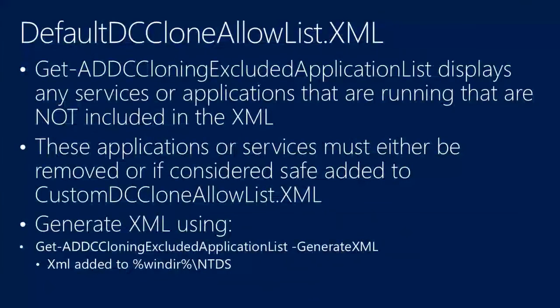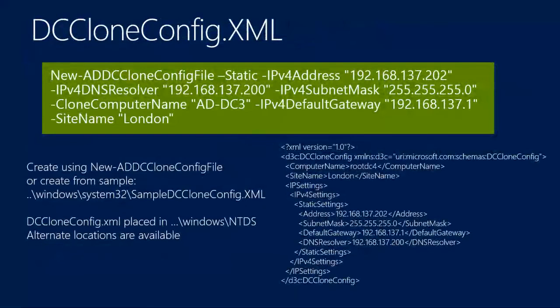The default clone XML, you get to it with Get-ADDCCloningExcludedApplicationList. And if you decide that something on your machine is cloneable, then what you do is you do a Get-ADDCCloningExcludedApplicationList, and then you put a -GenerateXML on the end of it, and it creates a custom XML which actually gets put into the NTDS directory, which will then allow cloning to take place.